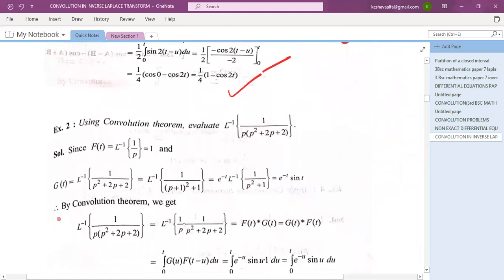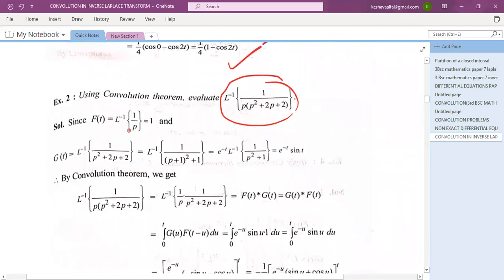Next, using convolution theorem, evaluate L inverse of 1 by p into p square plus 2p plus 2. So clearly let f of p is 1 by p. So L inverse of 1 by p is 1 and L inverse of 1 by p square plus 2p plus 2 is g of p. So this p square plus 2p plus 2 can be written as 1 by p plus 1 whole square plus 1. Many problems we did in this method using partial fractions and also the first shifting theorem. That is 1 by p plus 1 whole square plus 1.